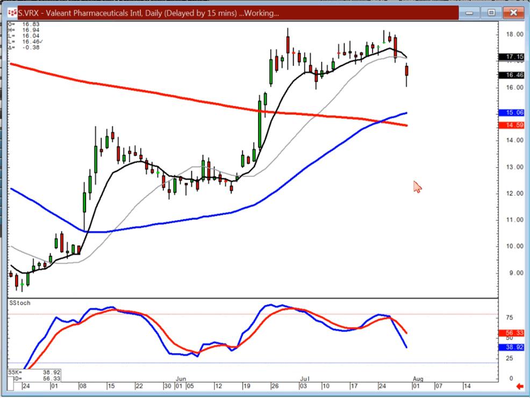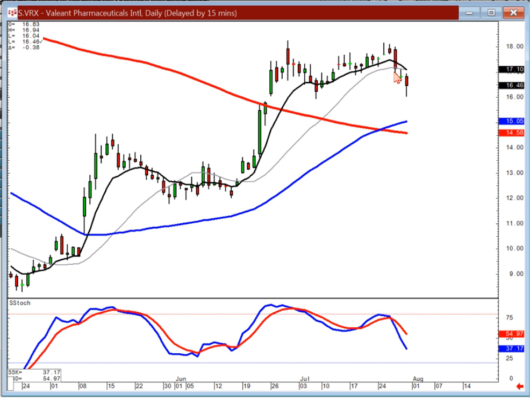VRX, you should have been out of on this day. Now it looks like you could be going short with the expectation, I don't know whether they, no, they haven't filled this gap yet. And if they come down through there, more than likely they're heading for the 50.